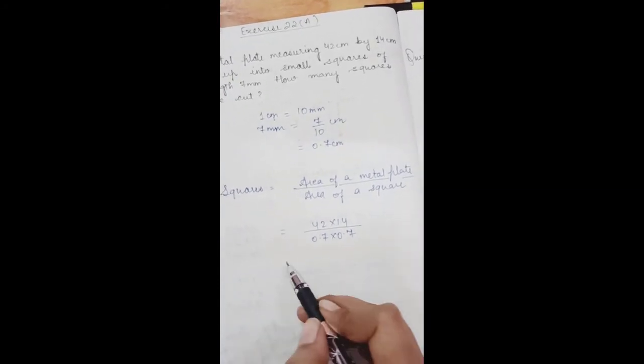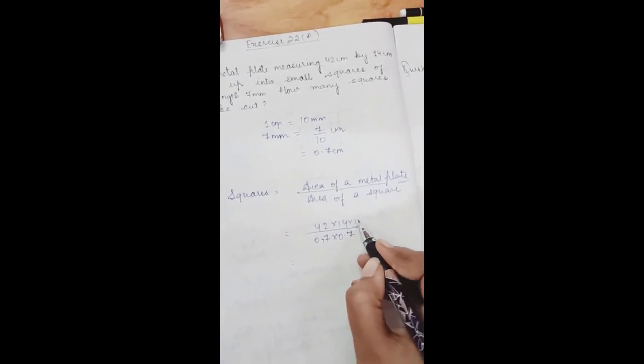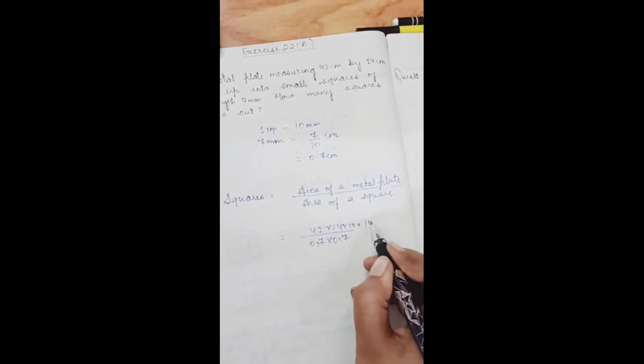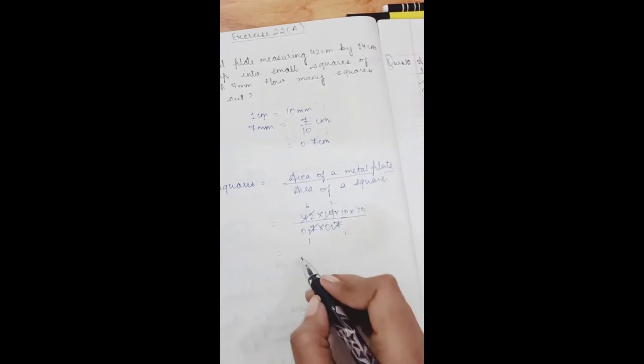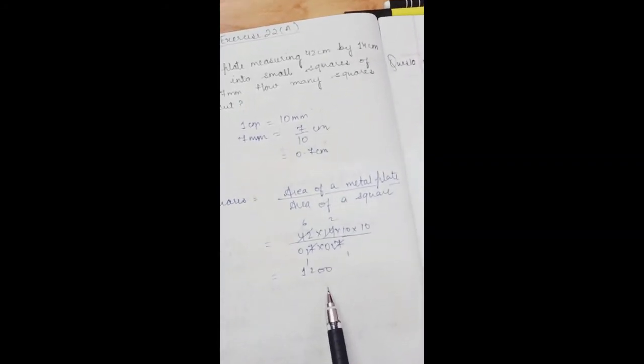Okay, now we solve this. So here we remove the decimal, and here also. 7 1 times, 7 6 times, 7 1 times, 7 2 times. So here we get 1200. So the number of squares which is cut up into small, that is 1200.